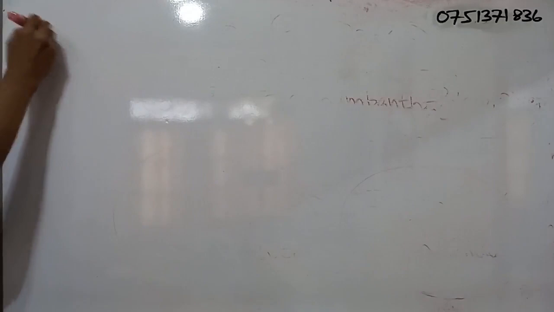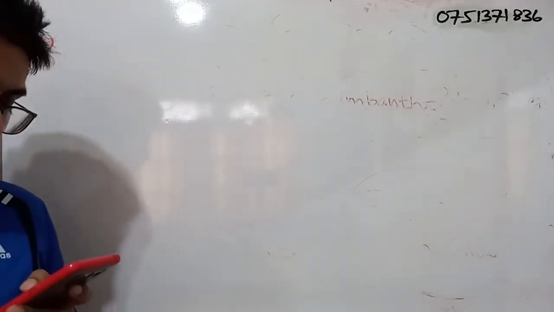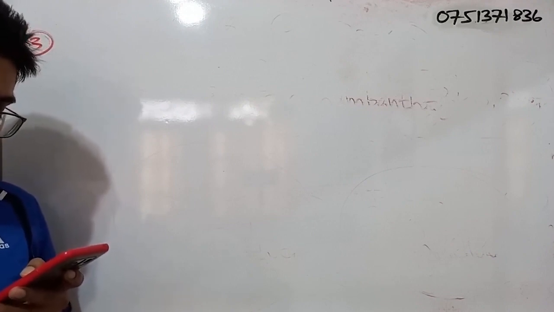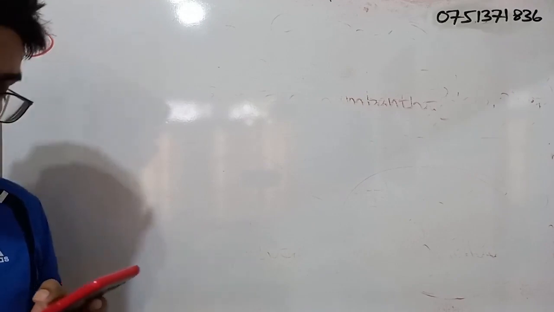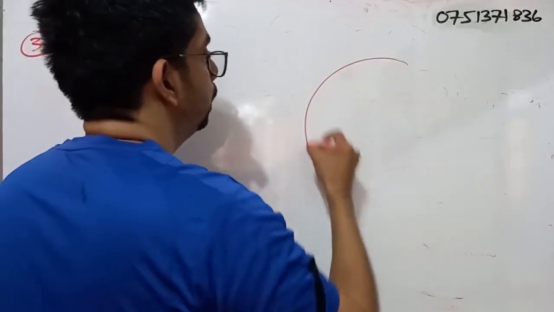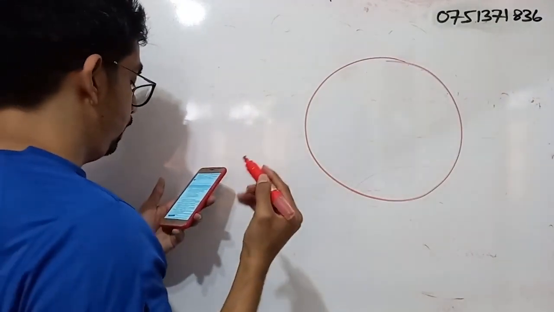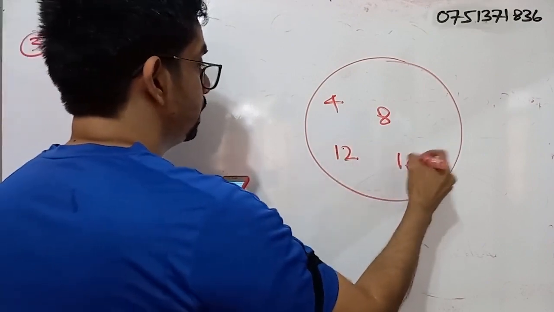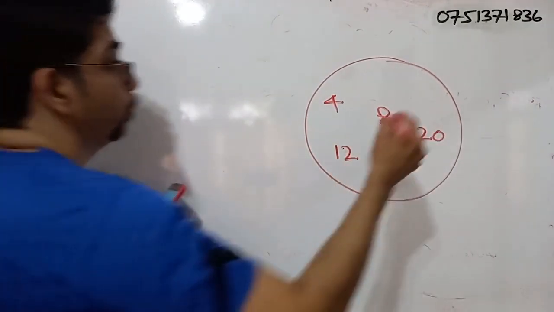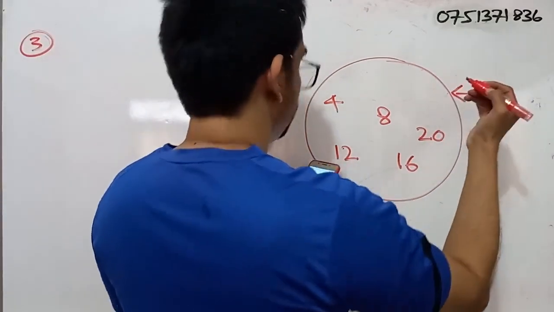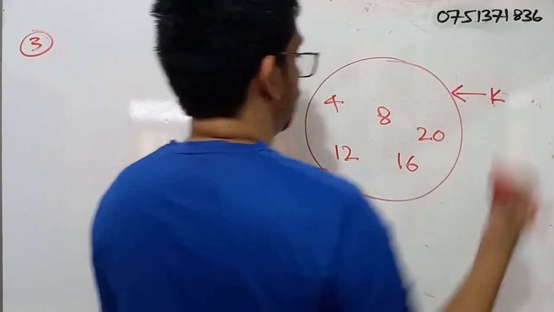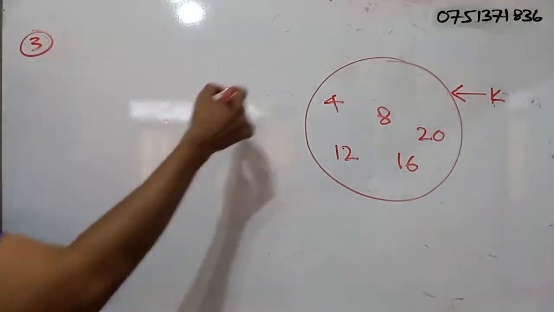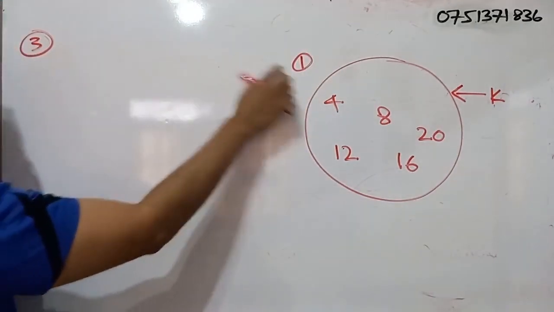Okay, question number 3. K equals within brackets 4, 8, 12, 16 and 20. Part 1. Represent the set K by a Venn diagram. Okay, so what do we have to do? Draw a circle. Then just write down the elements. 4, 8, 12, 16 and 20. Then don't forget, we have to name it. So the name of the set is what? K. So that is part 1. Question number 3, part 1.